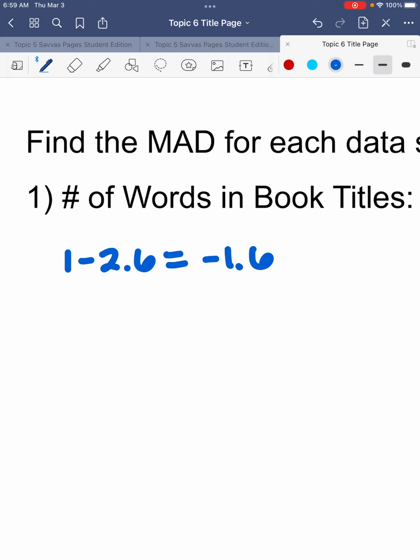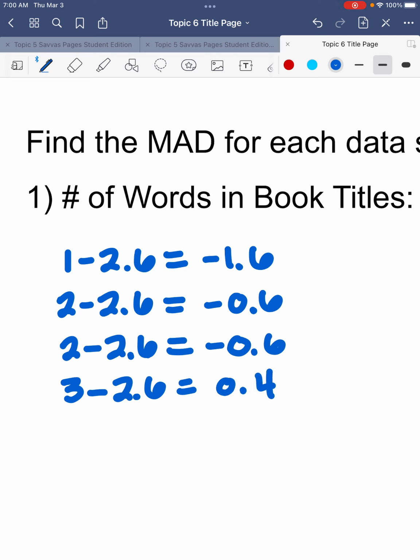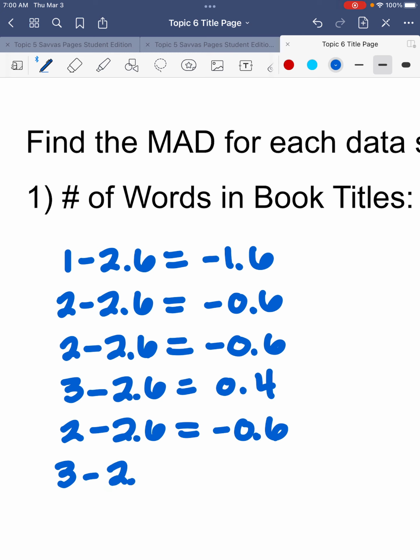The next term we had was 2, so 2 minus 2.6 equals negative 0.6. The next term was 2, so 2 minus 2.6 again is negative 0.6. The next term was 3, so 3 minus 2.6 is going to be 0.4. After that we had 2 again, so 2 minus 2.6 equals negative 0.6. After that 2, we had another 3, so 3 minus 2.6 equals 0.4.